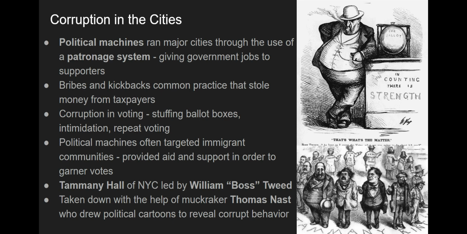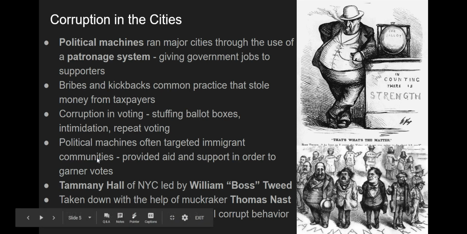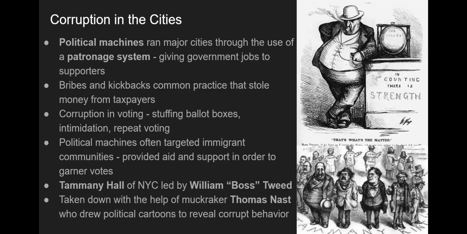And one way that they would convince people to support them is by playing a big role in immigrant communities. So people would get off the boat and somebody from Tammany Hall would show up and say, "Hey, I can help you get a job. I can help you find a house." And then there's an expectation that when it comes time to vote, they're going to vote for people in Tammany Hall. Tammany Hall specifically is Democratic, so it's for the Democrat Party.